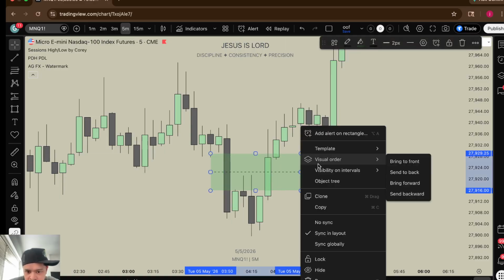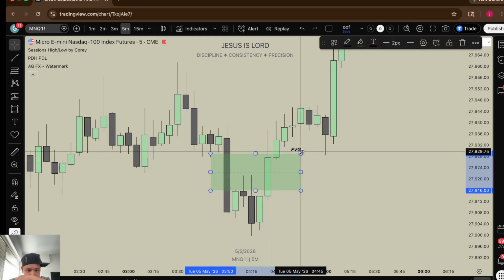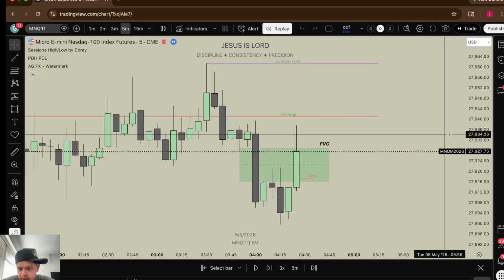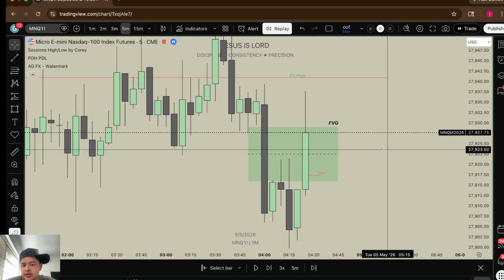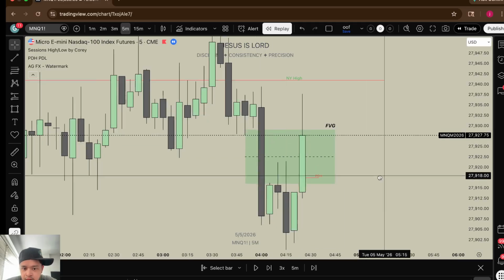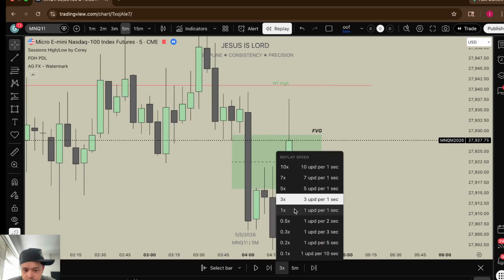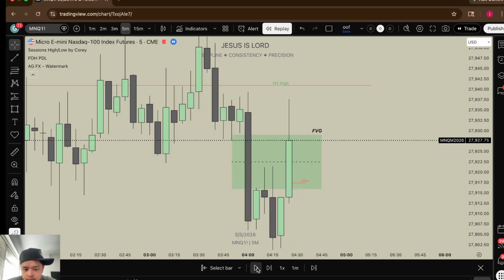So currently it's a fair value gap. Currently it's a fair value gap, okay? Let me replay that. It's still a fair value gap. It's not an inverse fair value gap. This is still a fair value gap, okay? You want to wait for this candle to close, for a green candle to close above it, for it to become an inverse fair value gap.